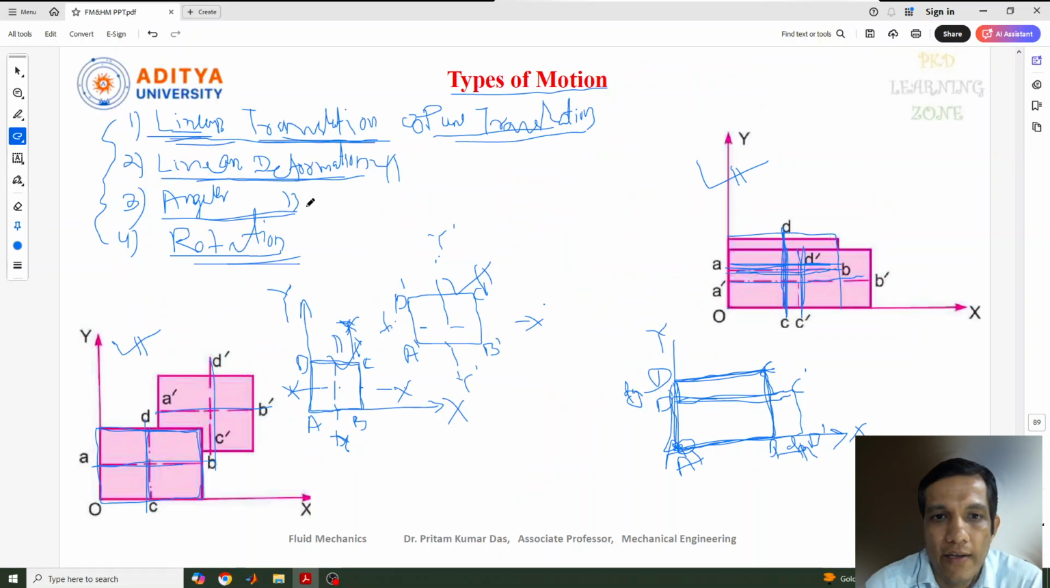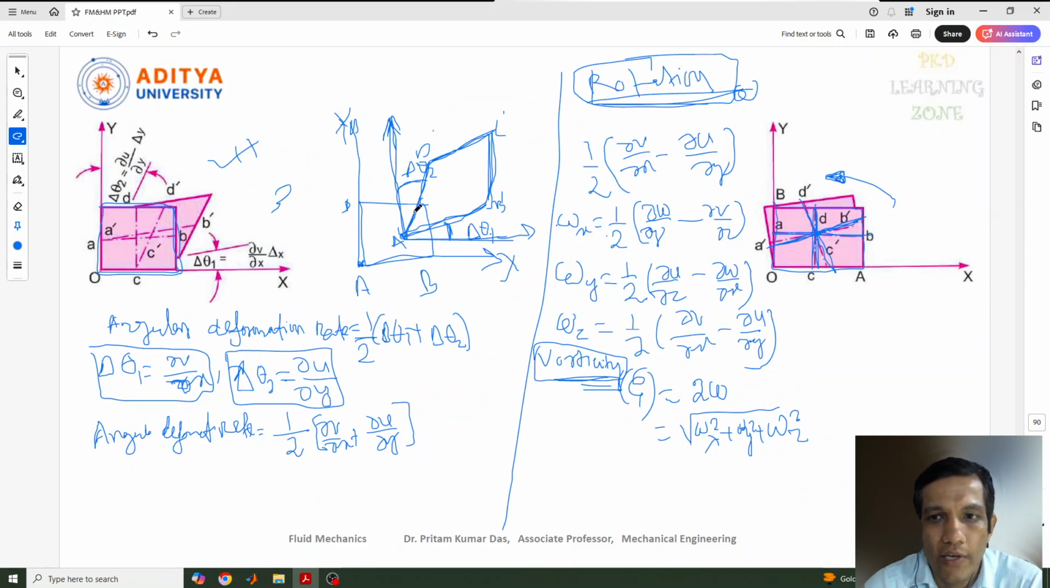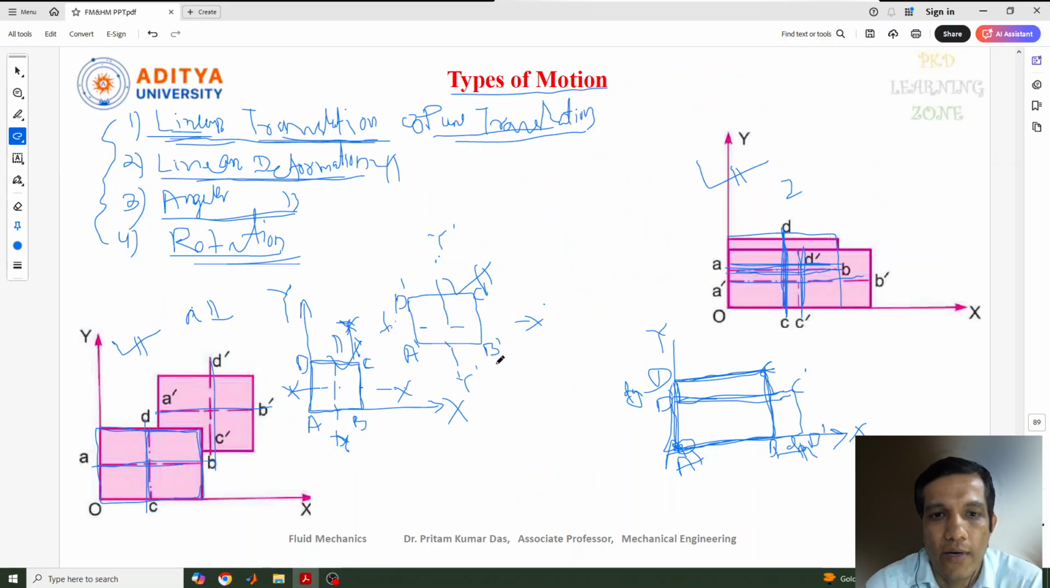And this is your angular deformation. In the first part we have seen the linear translation and linear deformation. So this is the first one, second one, this is 3, and this is 4, and the vorticity is the next one. I hope you understand what types of motion there are and why they are required. When the fluid is in motion, it can move in any direction, and any kind of flow can occur. To describe how the fluid is deforming, whether linearly or angularly, or rotating, we can use this concept. I hope you understand.